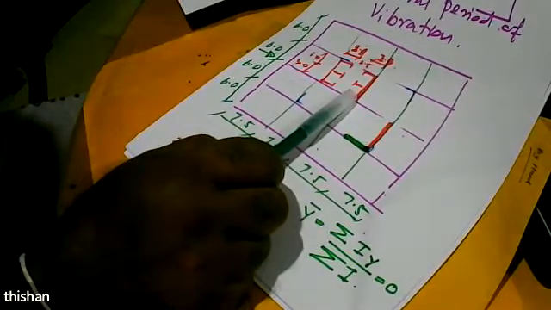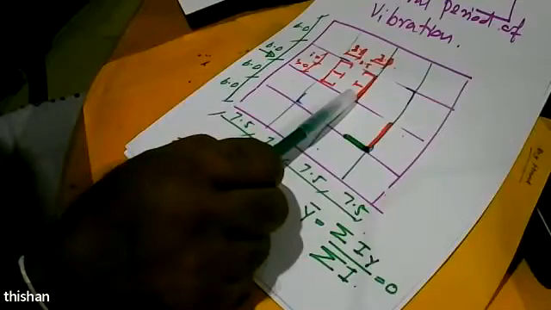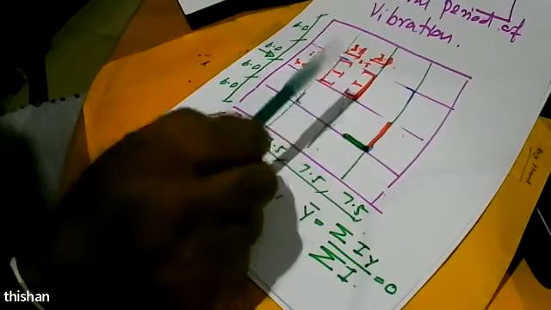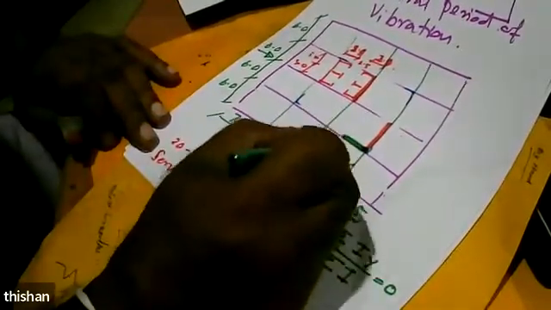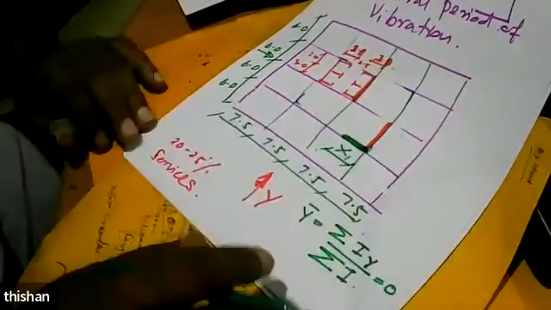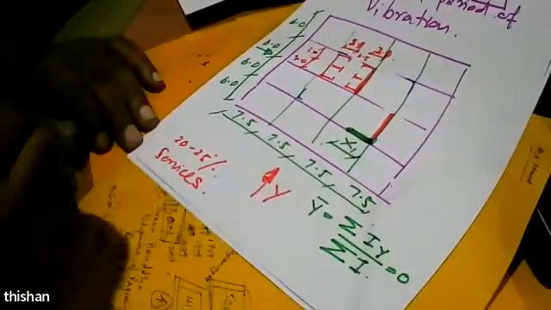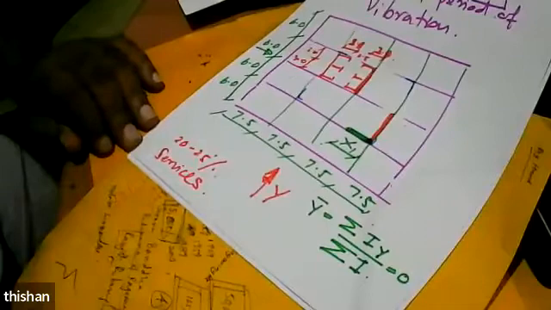Second, the amount of area multiplied by distance should be 0. And the moment you write that this side is positive and this side is negative, then you can find this dimension x1. The moment you do that, you can find the dimension x1.